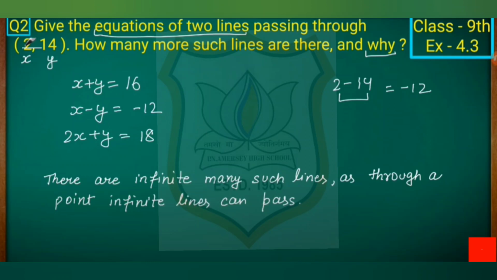Next question. Question number 2. Give the equations of two lines passing through the point 2, 14. How many more such lines are there and why? Here we have x plus y equals 16. Here 2 is x, 14 is y. Here we have a difference equal to minus 12, so 2 minus 14 equals minus 12. So 2x plus y equals 18.